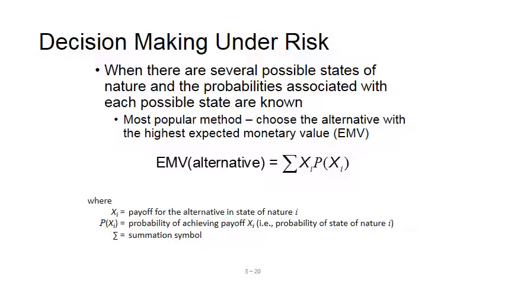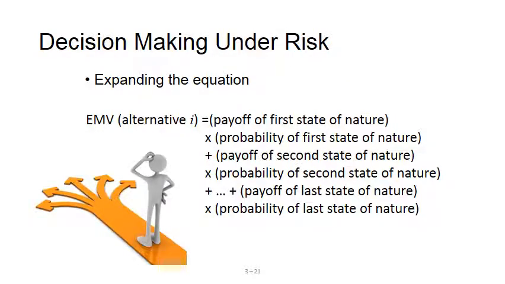In Hurwicz, you selected the probability. In decision-making under risk, someone else tells you the probabilities. The most popular model in this category is to calculate the expected monetary value, or EMV. We multiply the payoff for an alternative times the probability of that state of nature, and then add the payoff times the probability of the next state of nature, and so on, for each state of nature.